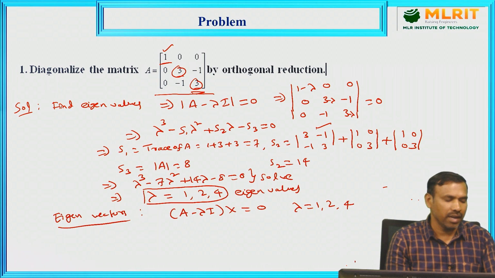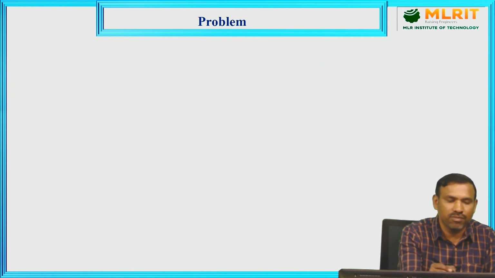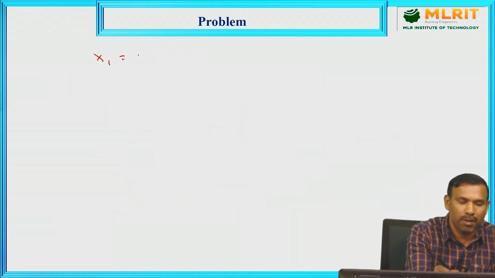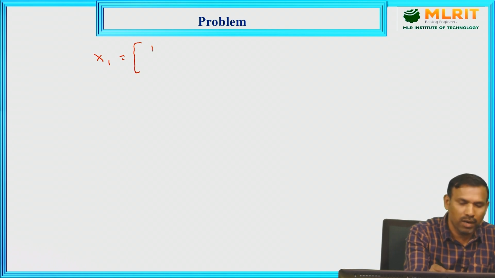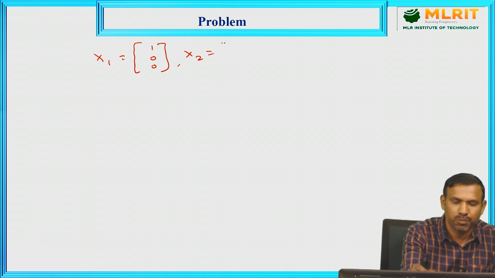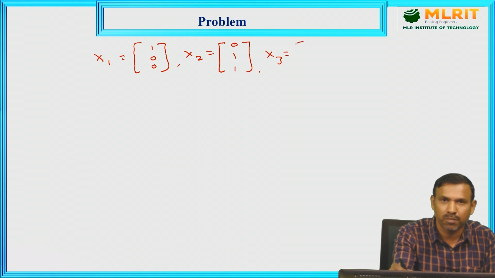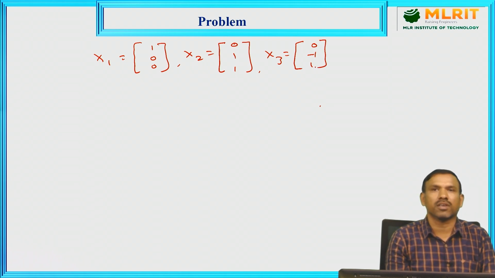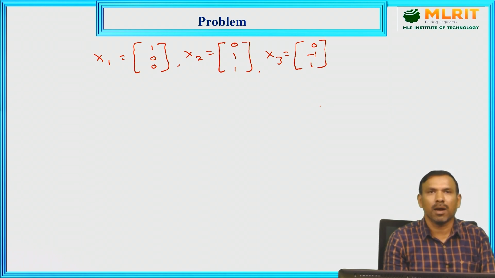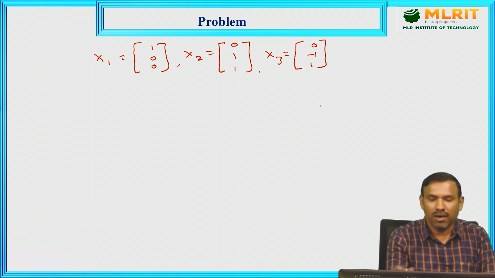Here I am writing directly the eigenvectors. The first eigenvector for λ = 1 is x1 = (1, 0, 0). The second eigenvector x2 is (0, 1, 1). The third eigenvector x3 is (0, -1, 1). These are the 3 eigenvectors we get solving (A - λI)x = 0. We discussed this very clearly in the previous lectures.